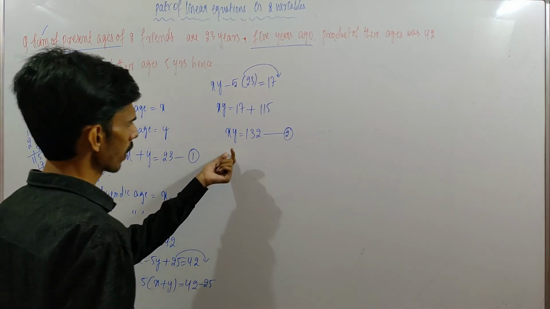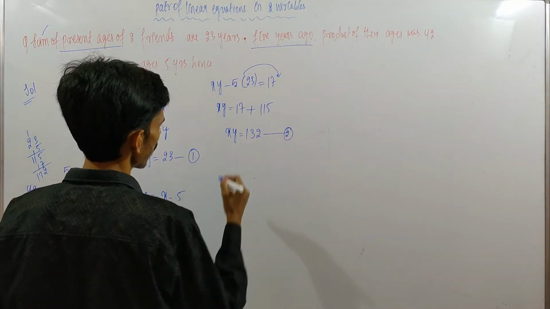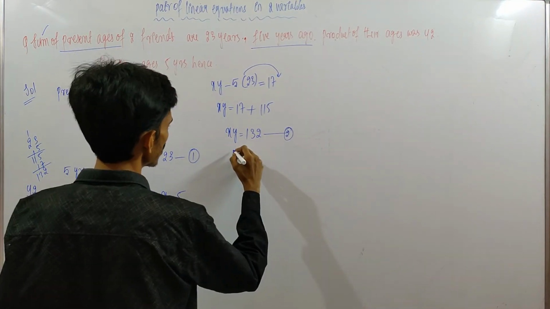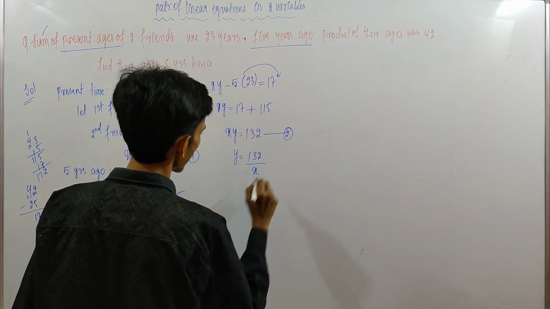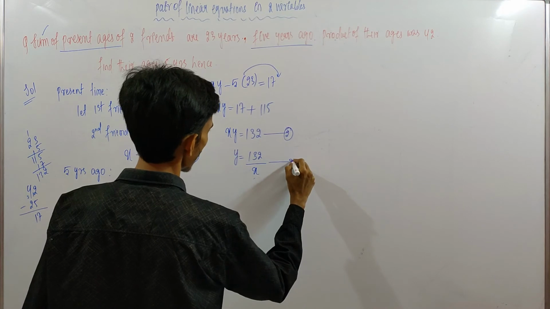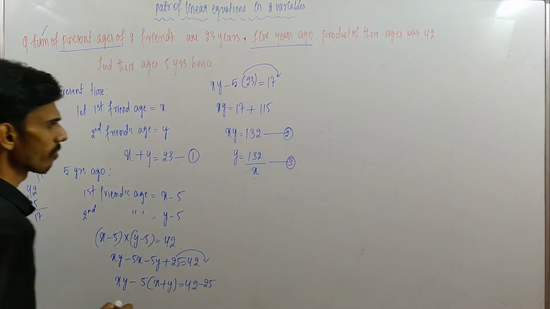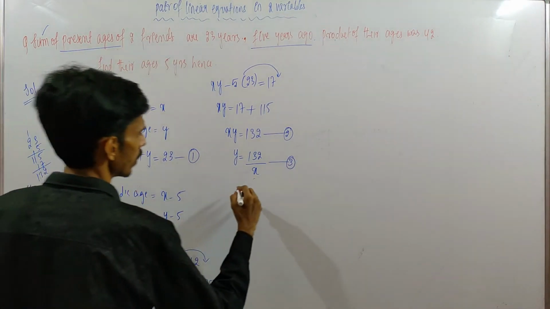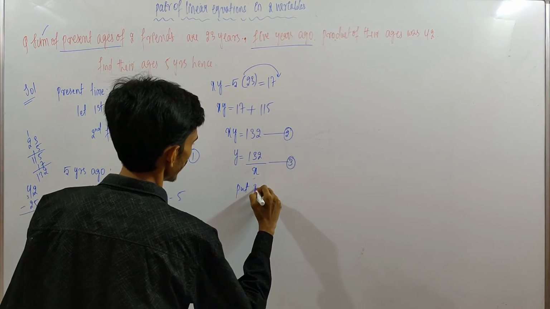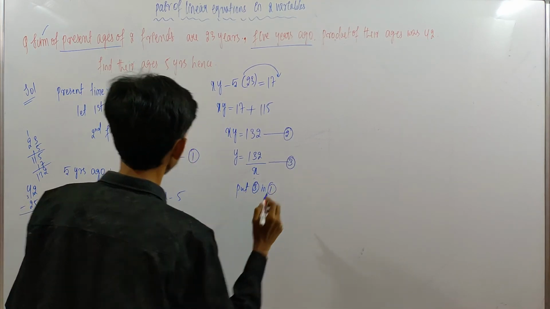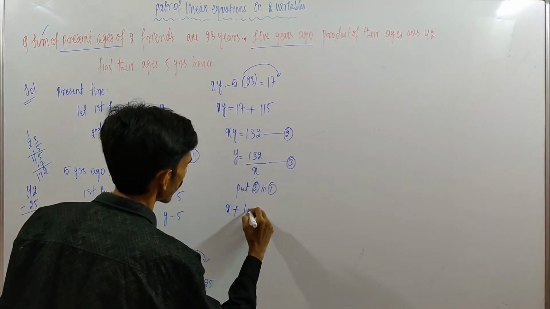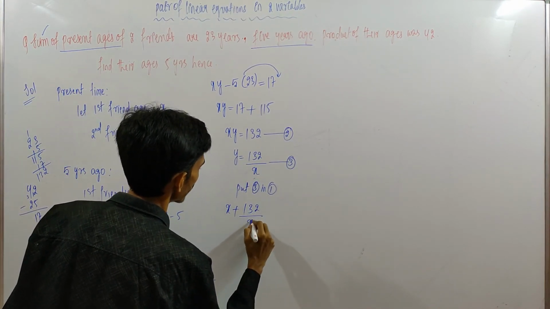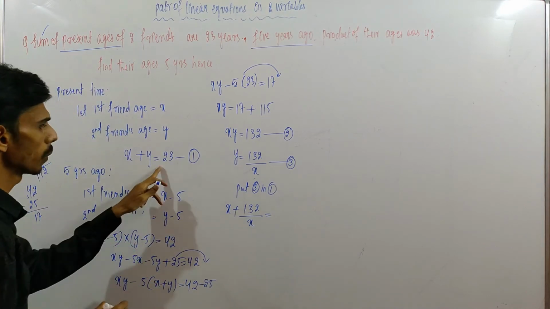Now make one variable the subject. Make x or y the subject. So take y is equal to 132 divided by x. Now put this value of y in equation 1. Put equation 3 in 1. We have x plus y, where the y value is 132 divided by x, is equal to 23.